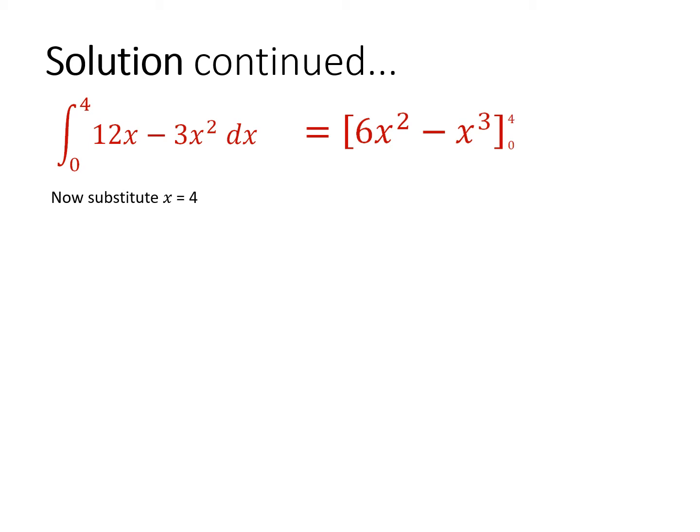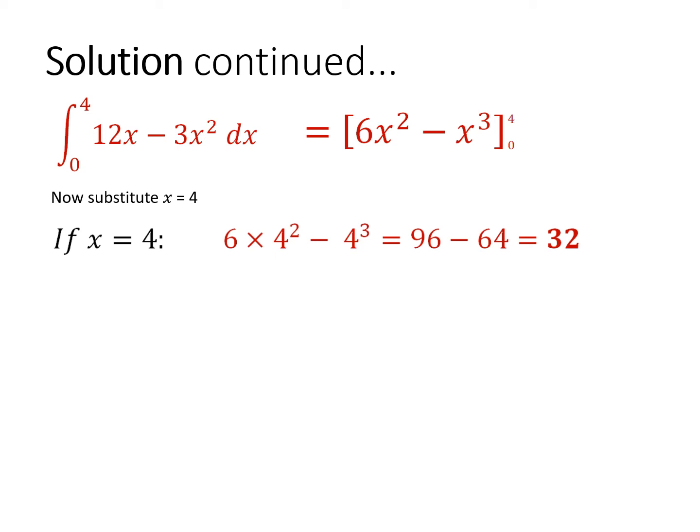So we get 6, 4 squared. Remember, the 4 squared will come before we multiply by 6 using BIDMAS. So it'll be 6 times 4 squared. And then we're going to subtract 4 cubed. Well, if you do that, you get 96 minus 64, which ends up being 32.